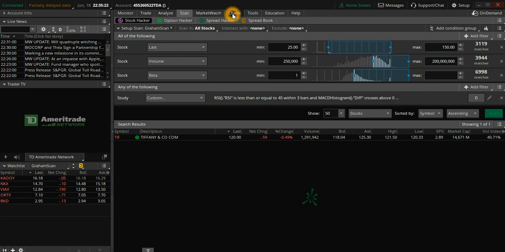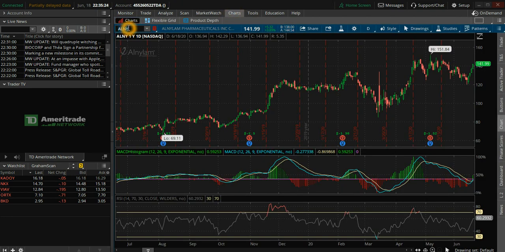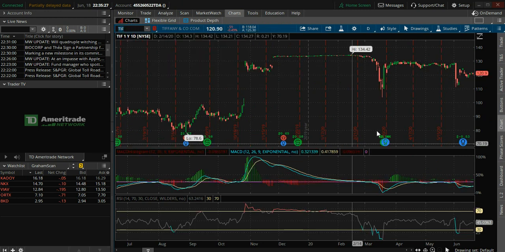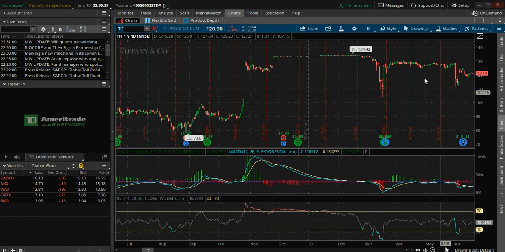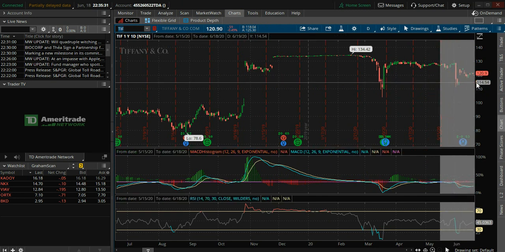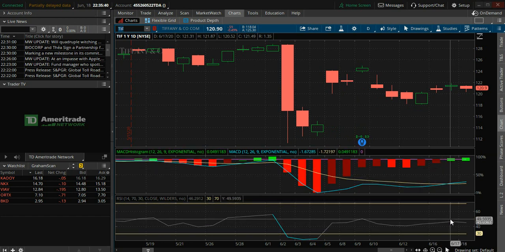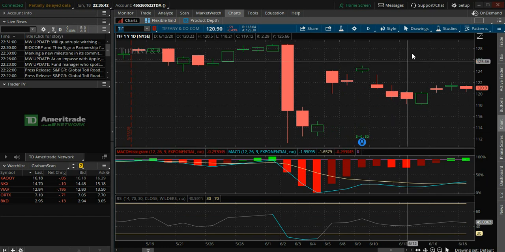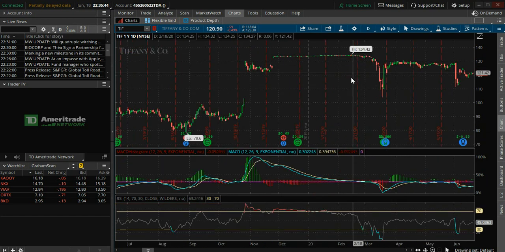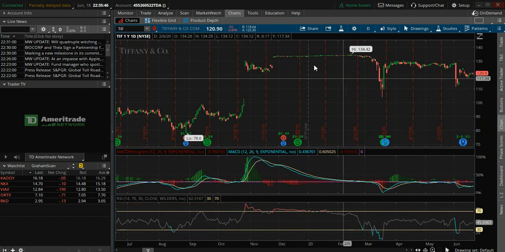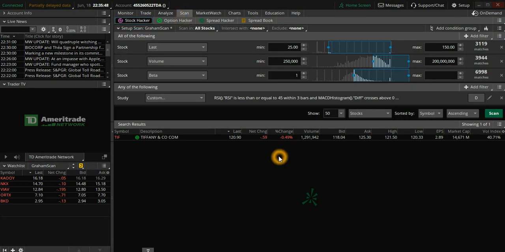So we're going to go back to our charts, pull up the chart for TIF. And we can see it's not a great looking chart, but does the scan work? Well, the scan identified that MACD histogram crossover as well as an RSI less than 45. So the scan is working. It's just not finding particularly many good stocks to trade in this market, and that's okay. It's okay to just sit on your hands and not take a trade.